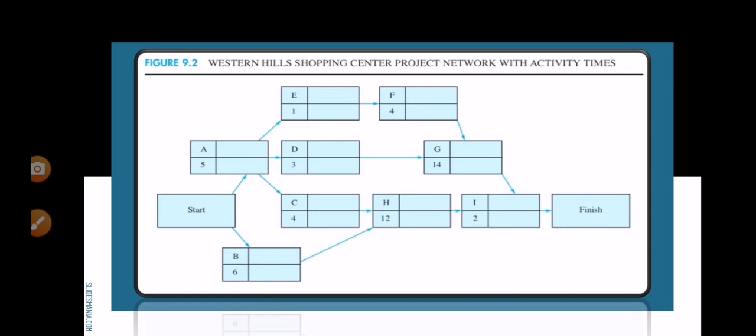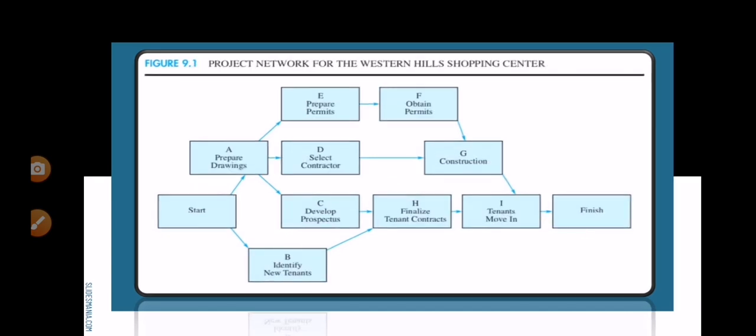So for example, path A, E, F, G, I, finish is a path. Another path is A, D, G, I. And another path is A, C, H, I. So here, we already know what a path is. Let us know what a critical path is.